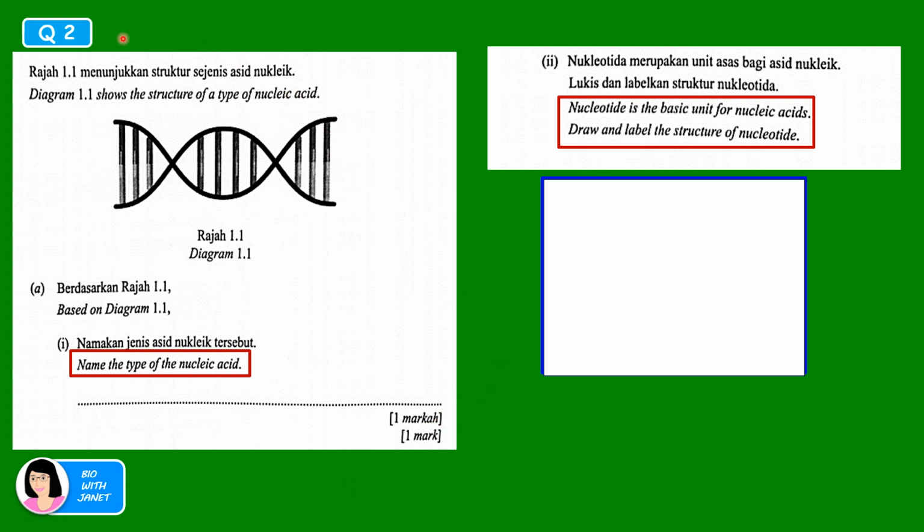Going on to question 2, diagram 1.1 shows the structure of a type of nucleic acid. So name the type of nucleic acid. And the second question is, the nucleotide is the basic unit for nucleic acids, so draw and label the structure of the nucleotide. Okay, you can pause the video and try the question first.